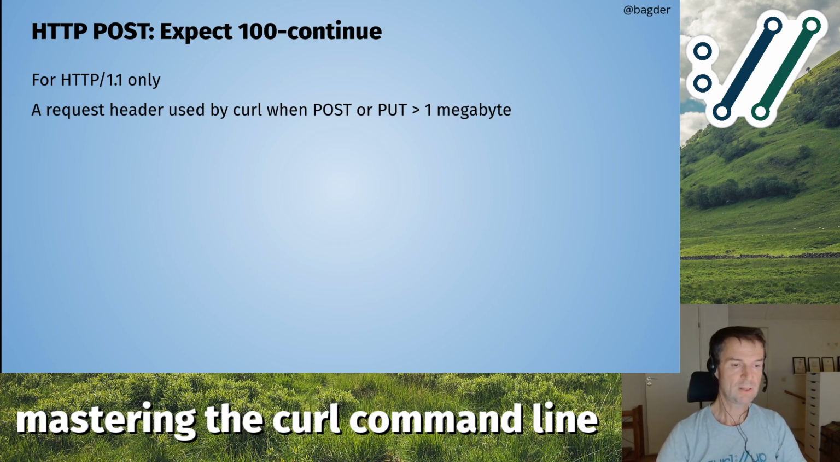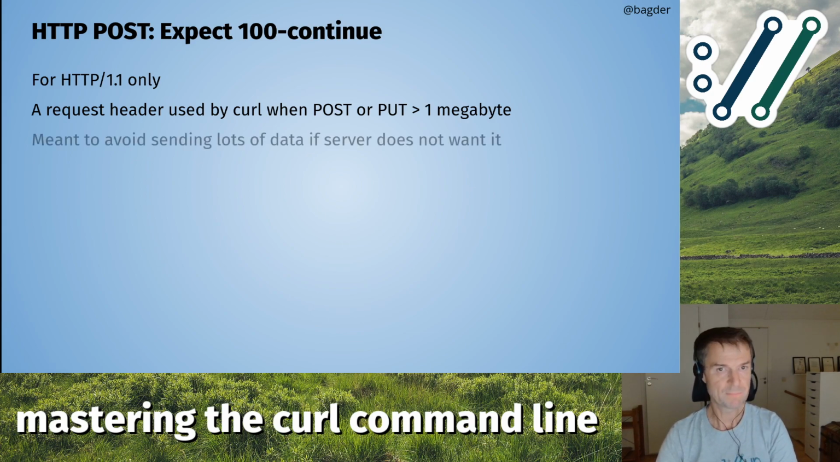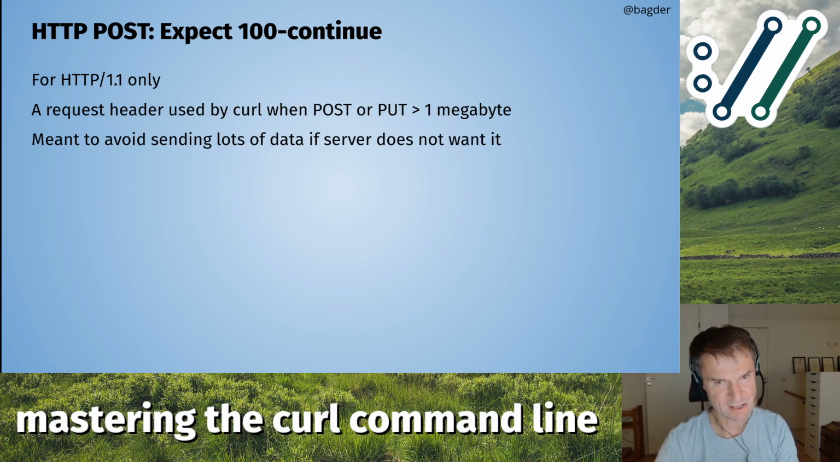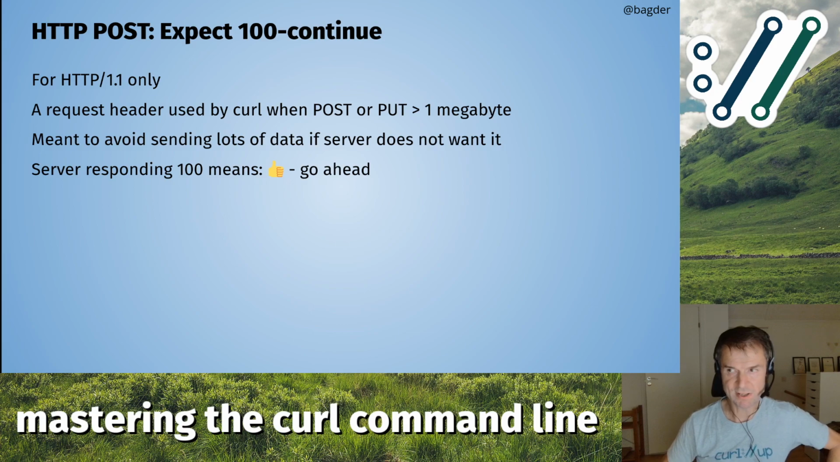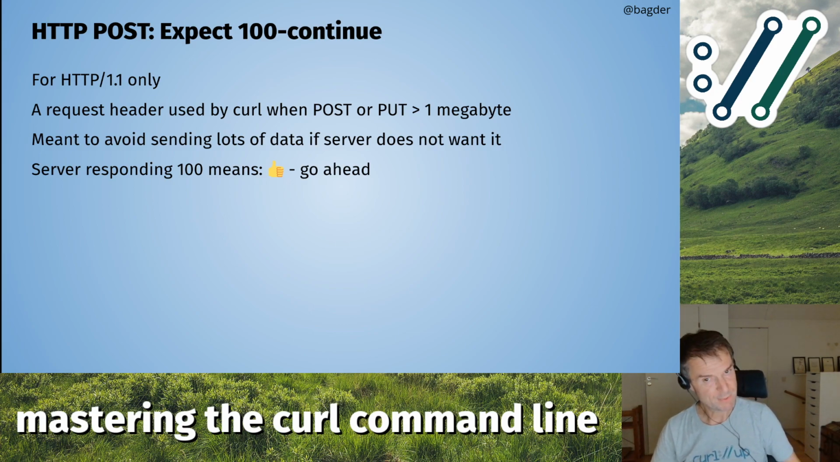And curl will use this. If you're telling curl to upload something that is larger than 1 megabyte, or in some other cases as well, basically if you're going to send a lot of data to the server, curl will add this header. If we add this header, the server is supposed to tell you, go ahead. Sometimes the server doesn't know about this and won't say anything. So then curl will wait a while. Didn't get any thumbs up, I will go ahead anyway. So it waits for a 100 to say go ahead, and if it doesn't get a go ahead, it will go ahead anyway.